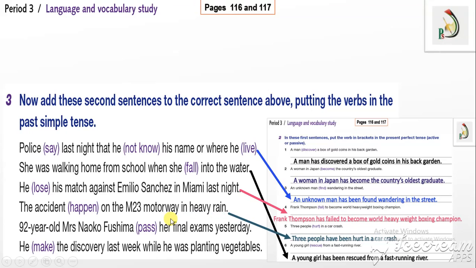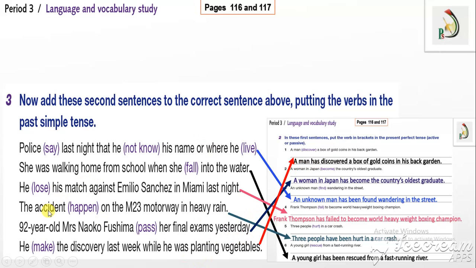Three people have been hurt in a car crash. Now it is about the woman who graduated lately. 92-year-old Mrs. Naoko Fushima passed her final exams yesterday. A woman. And the last one? He made the discovery last week while he was planting vegetables. A man has been discovered.